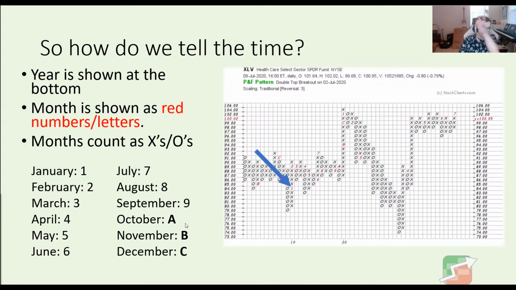Now, 0 would be a really bad thing to use because 0 and O, they kind of look the same. So instead, people were smart and they said, okay, we've run out of numbers. Let's go to letters. So we did. We chose A for October, B for November, and C for December.